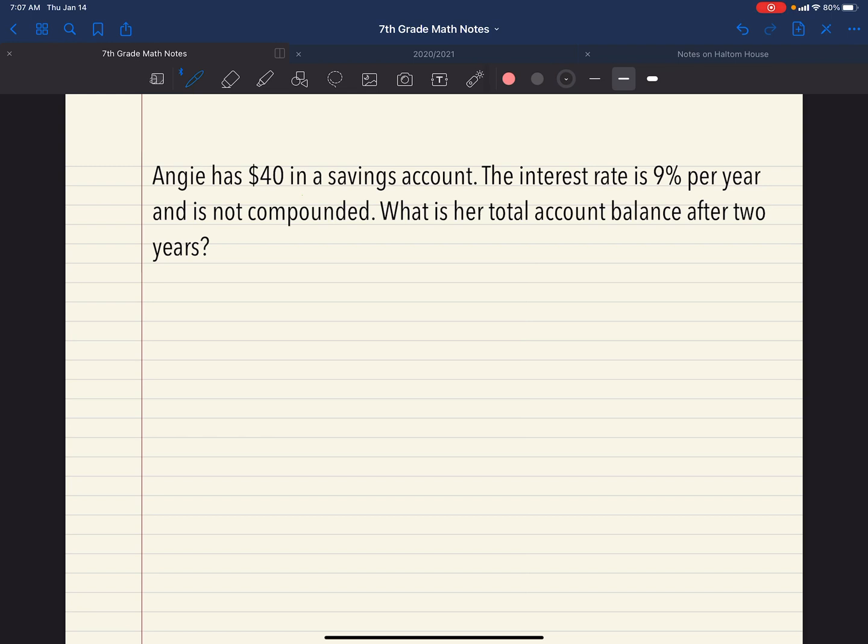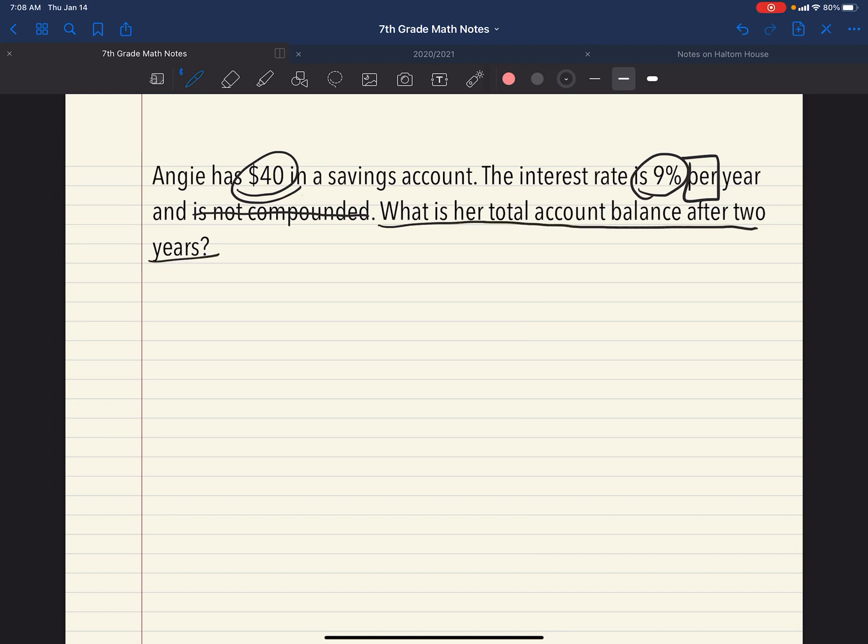So clearly you guys will be doing this on a screen. You'll have a separate piece of paper in front of you, so it's not like the problem will be on the paper like it is for me, but I am still going to cube this and pull out all of my information. She has $40 in the savings account. The interest rate is 9% per year and is not compounded. We don't know what compounded means yet, but honestly, we don't need to know because it's not compounded. My question is, what is her total account balance after 2 years?